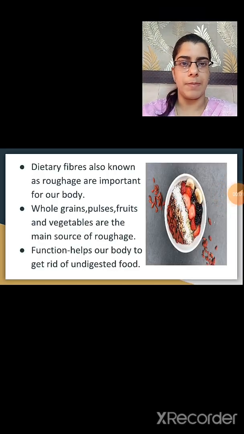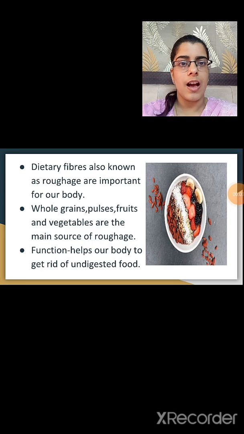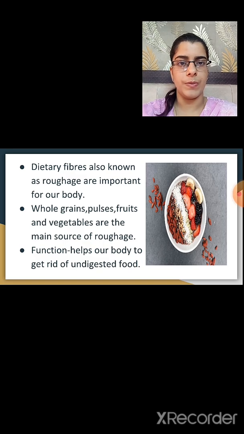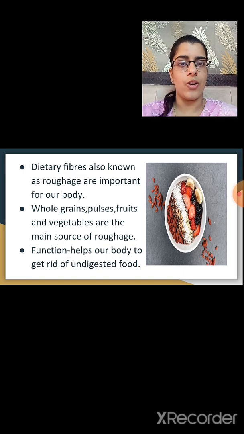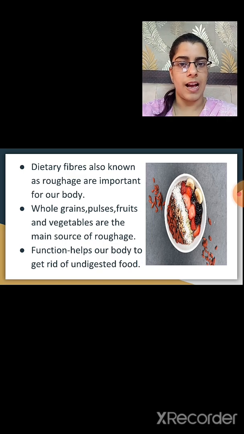Then we have studied about dietary fibers. What is the role of dietary fibers in our body? Dietary fibers are also known as roughage and they are important for our body. Dietary fibers help our body to get rid of the undigested food. The different sources of dietary fibers are whole grains, pulses, fruits and vegetables.